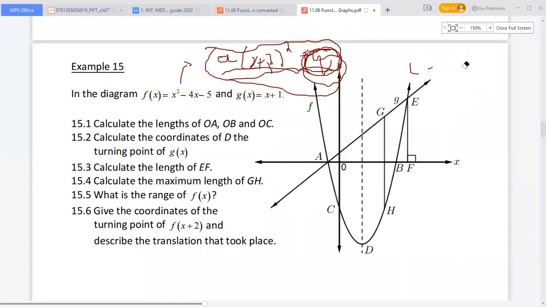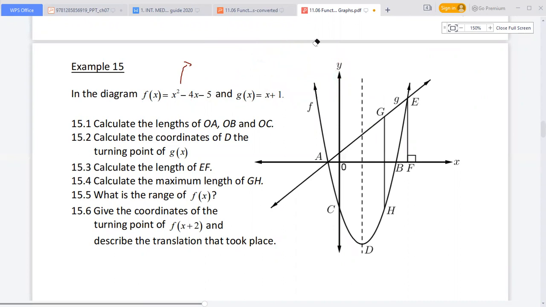Another thing, with all that being said, is to always calculate your x-intercepts. You know that when you calculate your x-intercepts, you let y be 0 and vice versa. With that being said, good people, the first question is saying that we must calculate the length of OA.